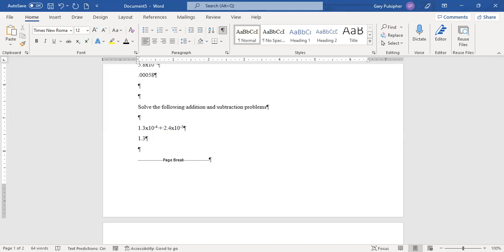So I'm going to have 1.3 times 10 to the negative 4th plus, now I'm going to change this to negative 4. So if I go from negative 5, which is 1/100,000th, to negative 4, which is 1/10,000th, this number got bigger, so this number has to get smaller. So it becomes 0.24 times 10 to the negative 4th.